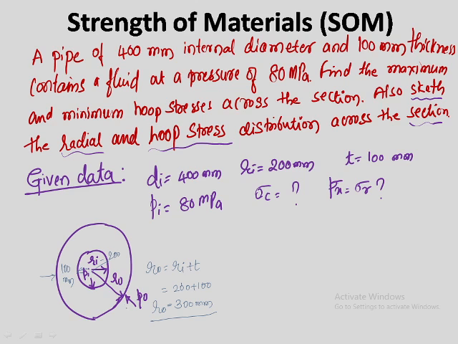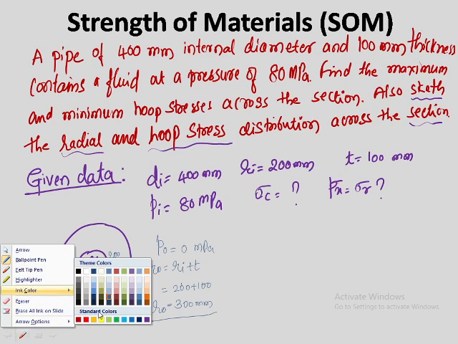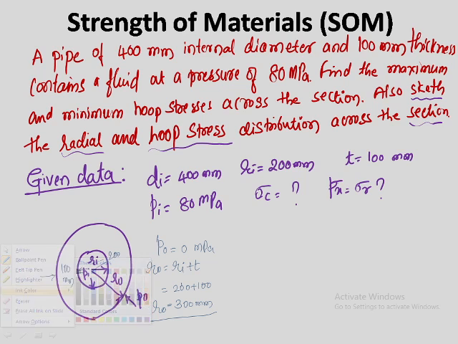Now as they have not specified the outer surface pressure, let us take P naught equal to 0 megapascal. If they are specified, you assume it; if they are not specified, let us assume external pressure P naught equal to 0. So now what are the boundary conditions here?